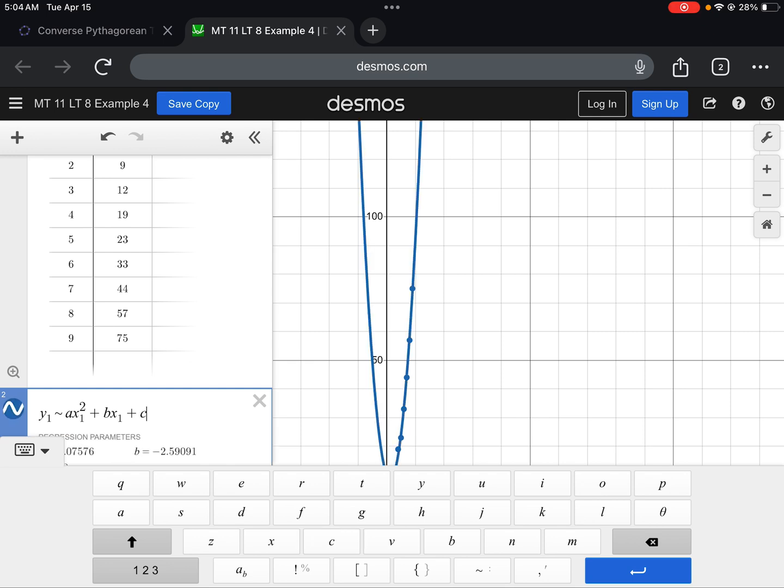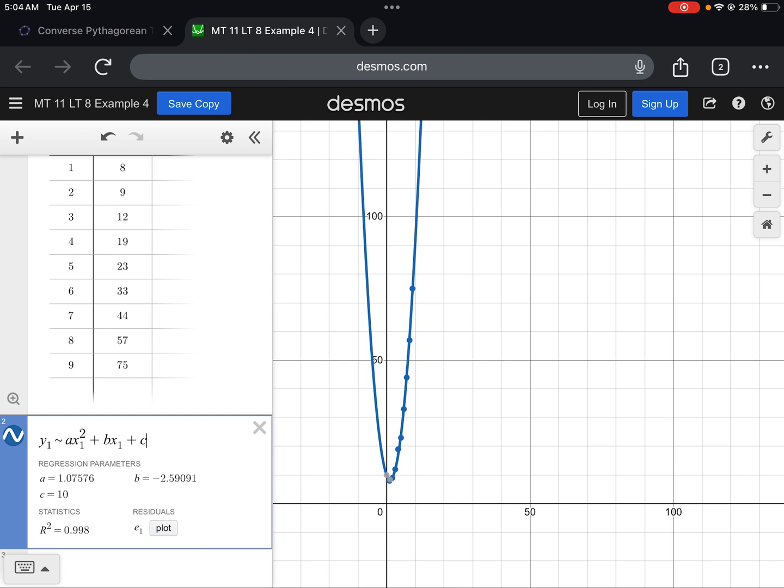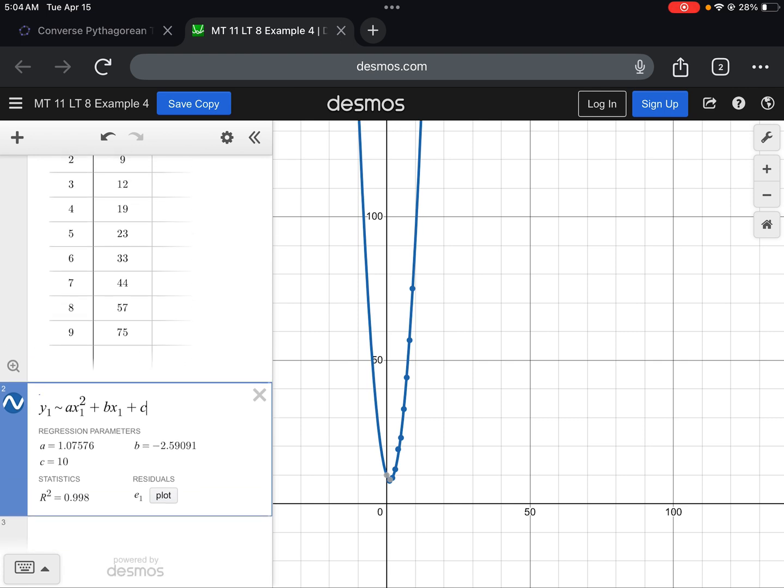And then if I get rid of, now what I'm really interested in here, well, first of all, I got my equation, okay? a is about 1.07, b is about negative 2.6, and c is 10. What I'm really interested in is that R squared. See that R squared? It says 0.998. That's what we call the coefficient of determination. What it means is 99.8% of the variation in my y value is explained by my variation in my x value. But like I said, that's a pretty good guess.